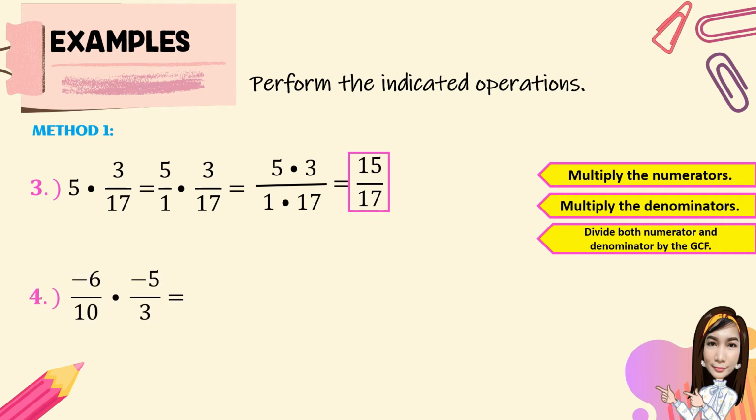For number 4, given negative 6 over 10 times negative 5 over 3. So first, multiply the numerators, which are negative 6 times negative 5. Then multiply the denominators, which are 10 times 3. So negative 6 times negative 5 is positive 30. Then 10 times 3 is equal to 30, and 30 divided by 30 is equal to 1, and that is the final answer.